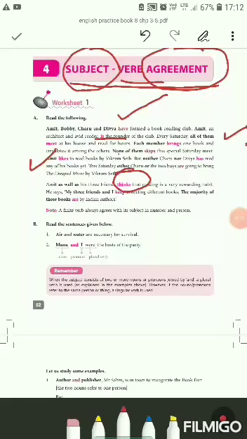Then next one, he says my 3 friends and I keep collecting different books. So here my 3 friends and I. Whenever more than one noun or pronoun is joined by and, we use a plural verb. That's why here keep, not keeps. The next is the majority of these books are by Indian authors. You see here majority is indicating a plural subject, so are is used.